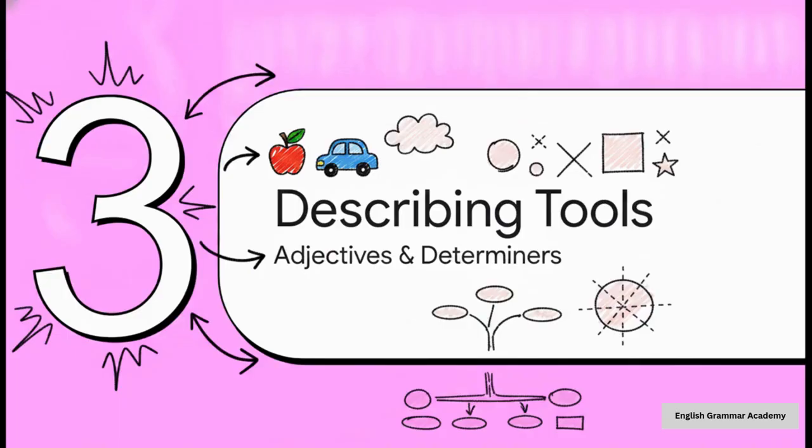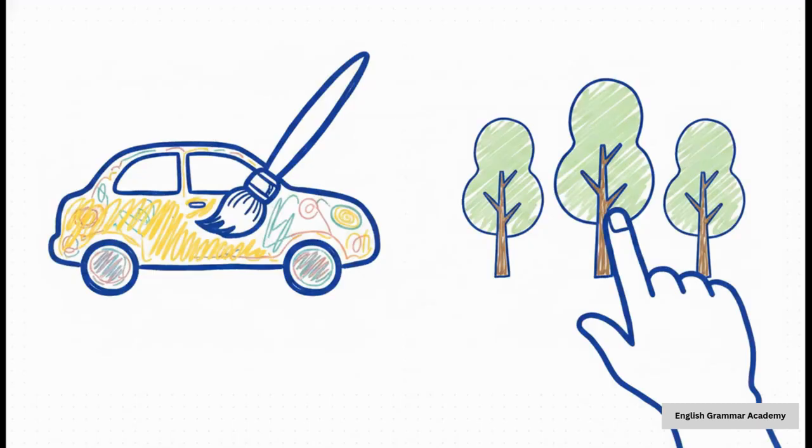Next up, section 3, the describing tools, featuring adjectives and determiners. So we've covered how to modify actions, but we still need to describe our static nouns. And we actually have 2 very different tools for the job. Cambridge Grammar explicitly highlights this difference, and it's a distinction that trips up a ton of even advanced learners.